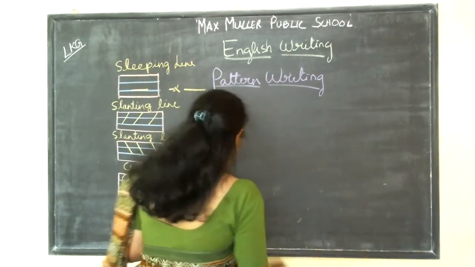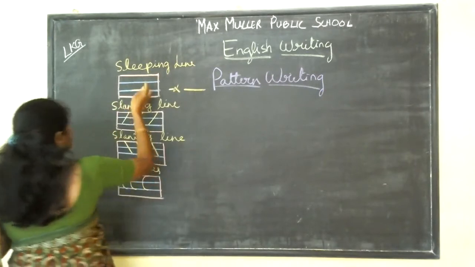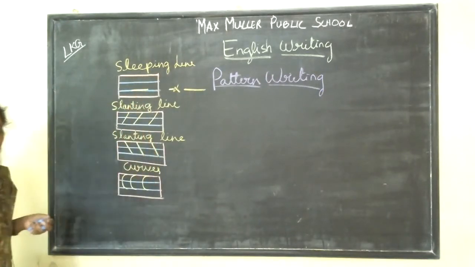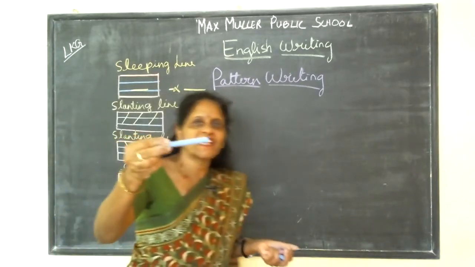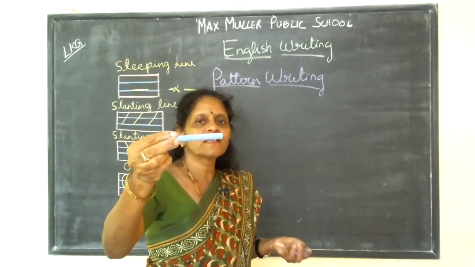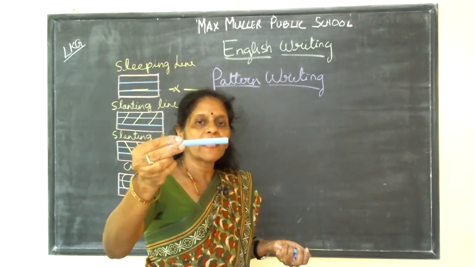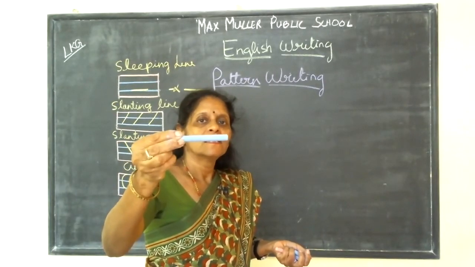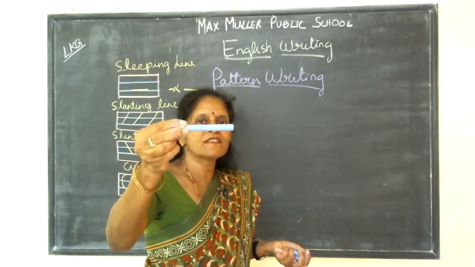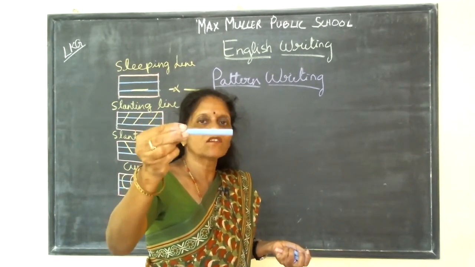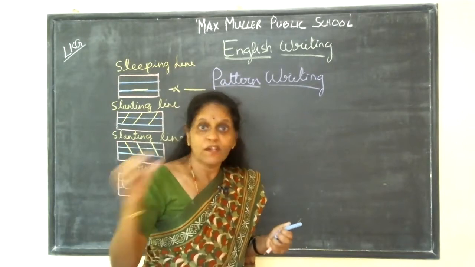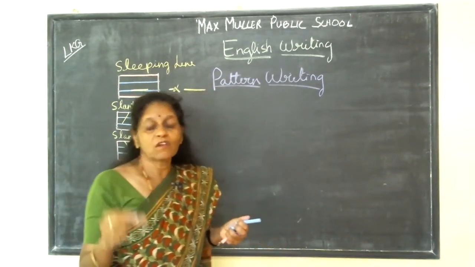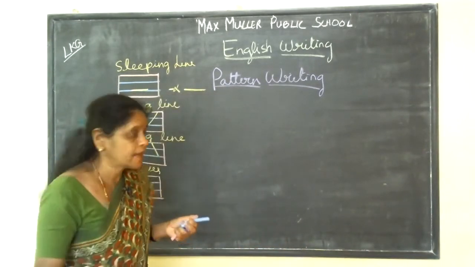Okay, children. So again, I'll repeat. Sleeping line. What is sleeping line? Like for example, I showed you the chalk piece. Okay, children, are you looking at me? Look at me. See, what is this? Chalk piece. So chalk piece is in the pattern of sleeping line. It will be straight. And even pencil, you have seen pencil, right? Pencil also is in the shape of a sleeping line.